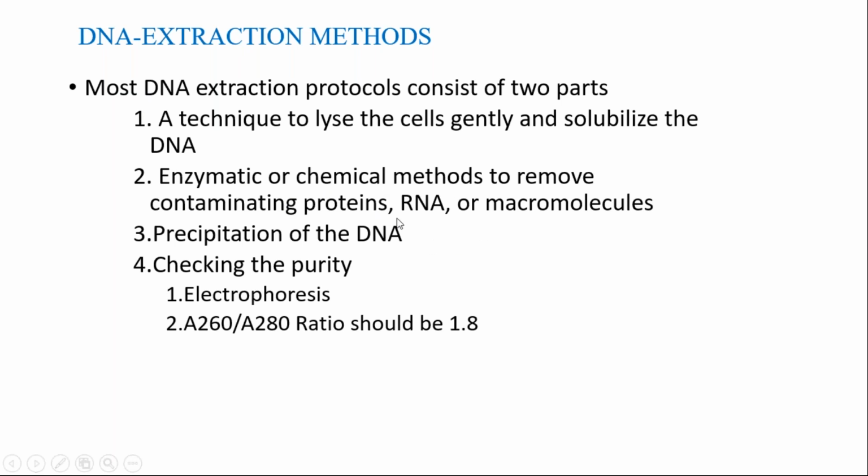You do a digestion with RNase to break down the RNA. You do a digestion with alpha amylase to break down the carbohydrate. Now, in the cell lysate, you have broken down all the macromolecules and only DNA is left intact. The next step is to precipitate the DNA.